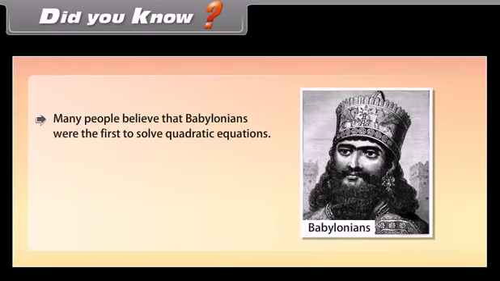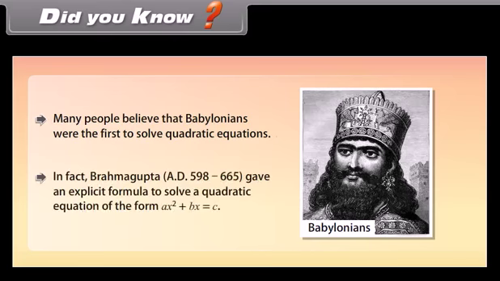Did you know? Many people believe that Babylonians were the first to solve quadratic equations. In fact, Brahmagupta, AD 598 to 665, gave an explicit formula to solve a quadratic equation of the form ax² + bx = c.